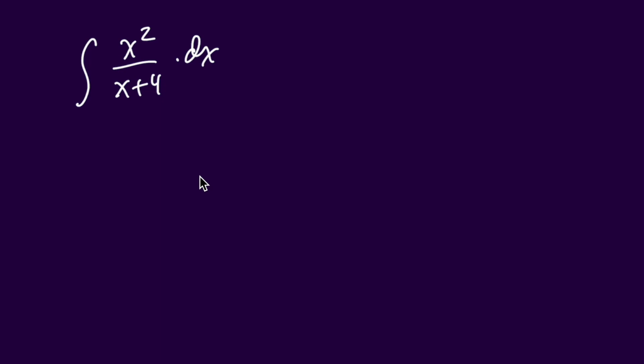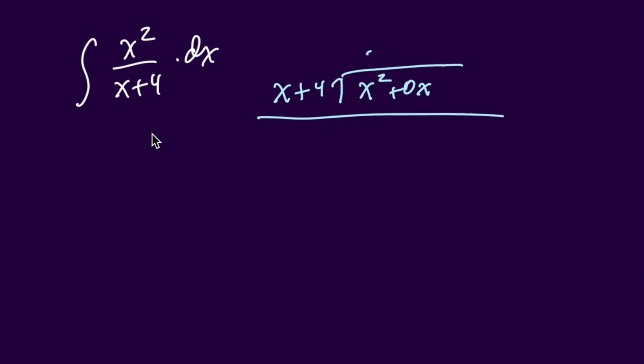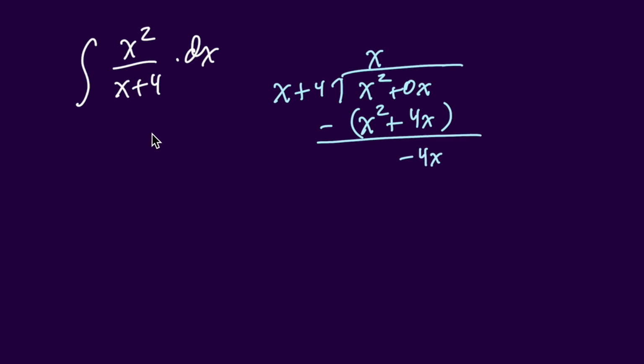With this next integral, we see that we have a top-heavy rational function, and that is amenable to long division. We cannot split this up into two fractions because there's only one term in the numerator. So let's go ahead and do long division. We're going to put x squared plus 0x in the shoebox, and we're going to have x on top. Sorry, let me clean that up a little bit. We're going to have x on top. That's going to give us x squared plus 4x. We're going to subtract, and we're going to get negative 4x.